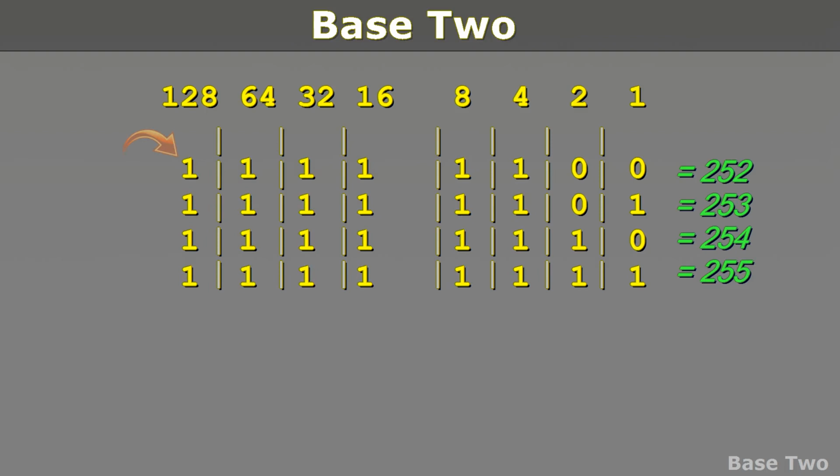We've got 252 where the arrow points to. The arrow is pointing to the last row of 1, 1, 1, 1, 1, 1, 1, 1, or sometimes you hear it as FF. All the bits set in that byte have an unsigned value of 255.